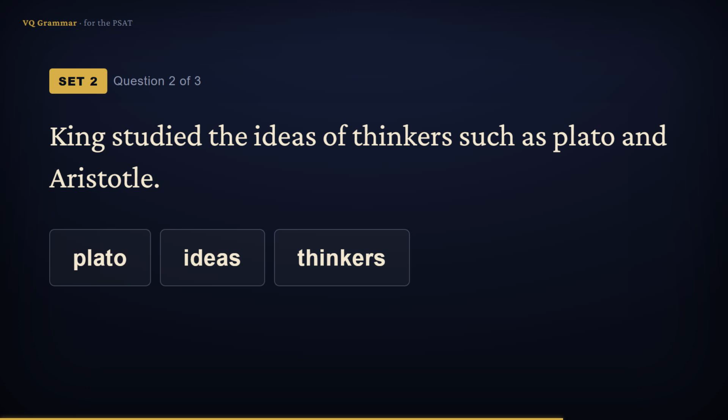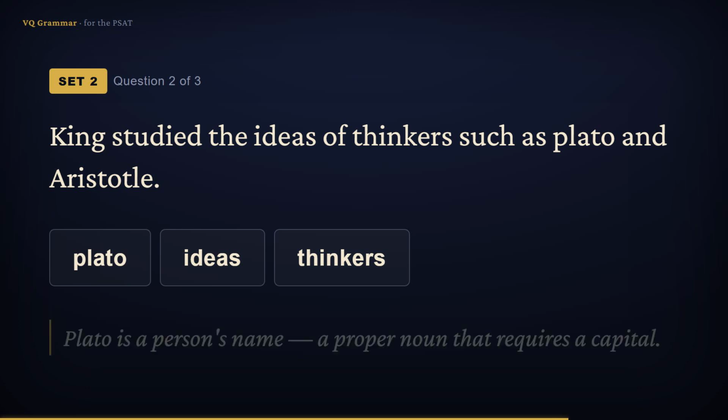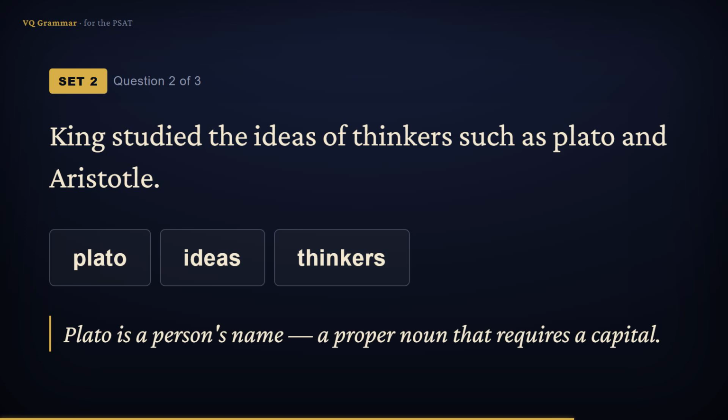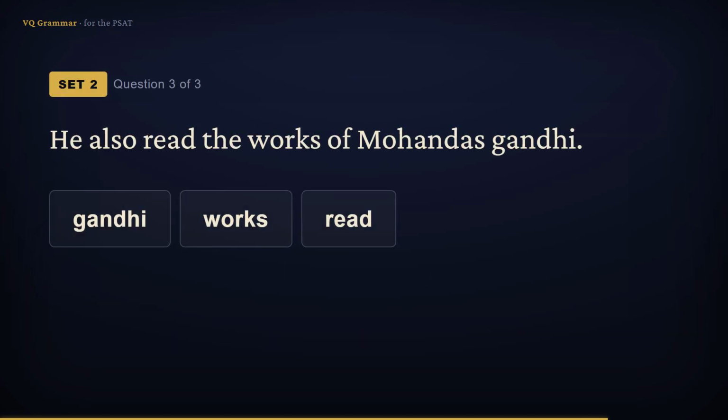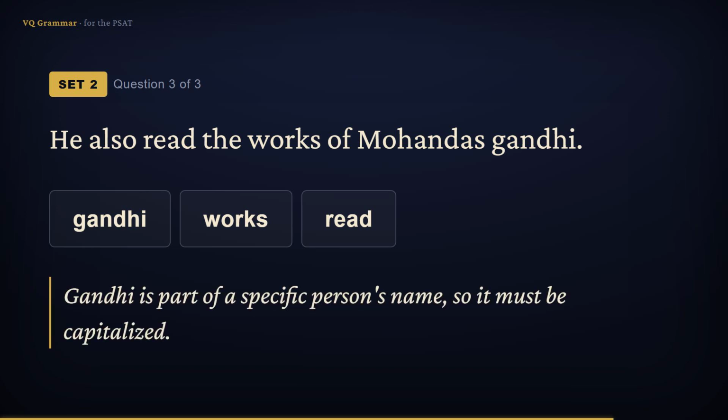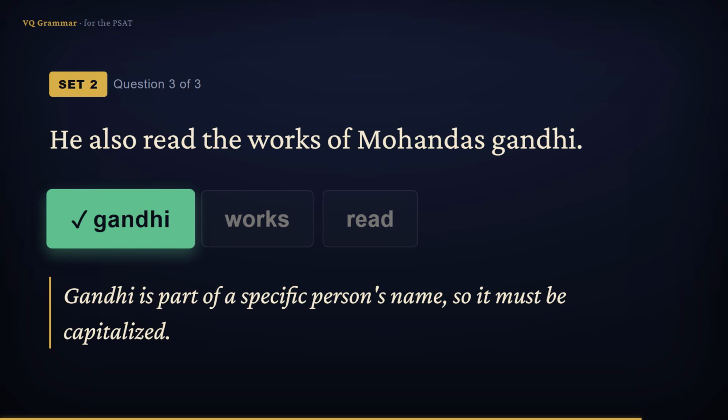King studied the ideas of thinkers such as plato and Aristotle. Ideas and thinkers are general, common words, but Plato is the name of one particular person, sitting right next to capitalized Aristotle. A name is a proper noun, so it needs a capital. So the answer is Plato. He also read the works of Mohandas gandhi. Works and read are ordinary words, but Gandhi is part of one particular person's name, paired with the capitalized Mohandas. A name is a proper noun and takes a capital, so the answer is Gandhi.